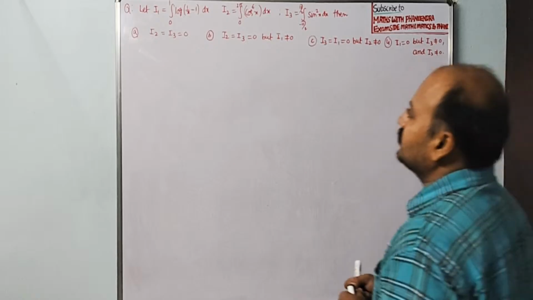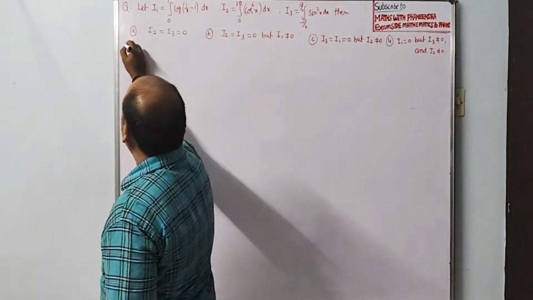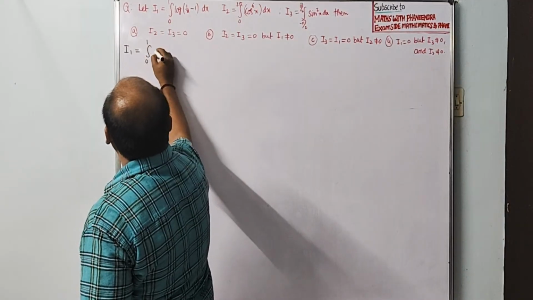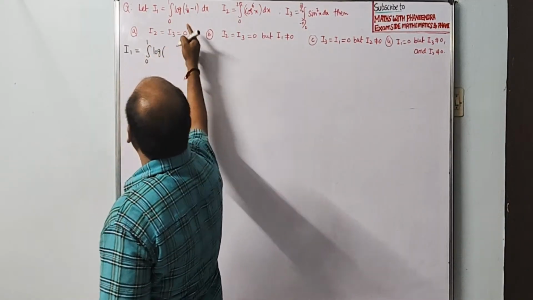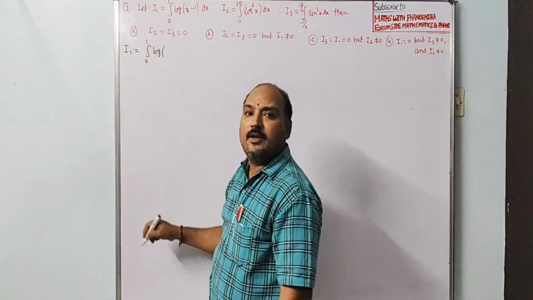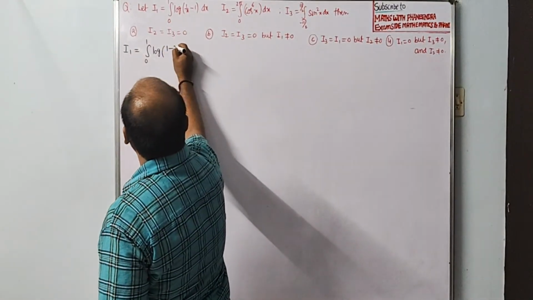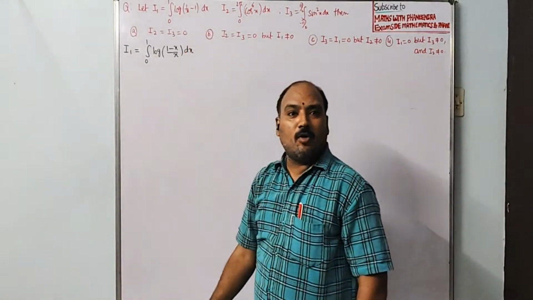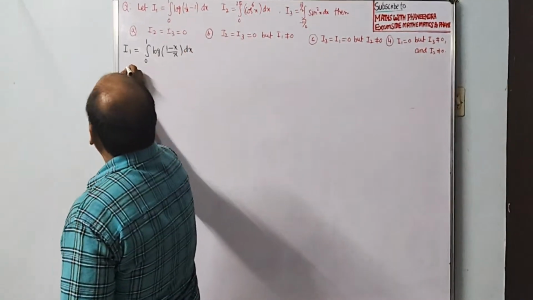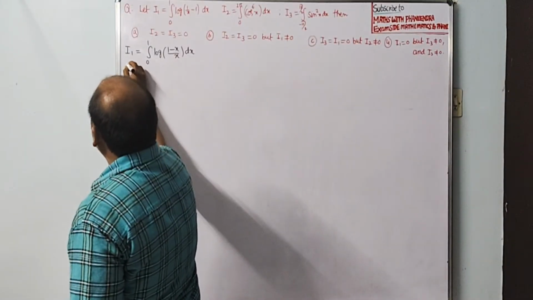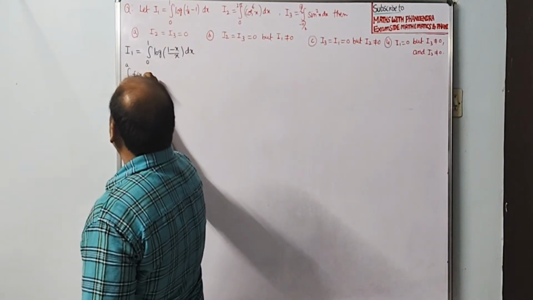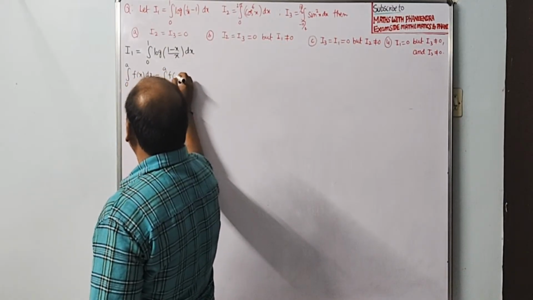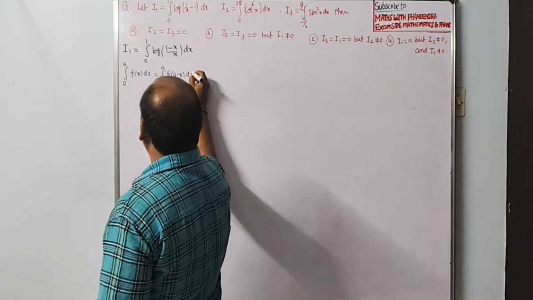So we will do the first question. I1 I'm taking. I1 equal to integral 0 to 1 log of, if you take LCM 1 by x minus 1, it will be 1 minus x by x only, no? dx. Later on, by using the property integral 0 to a f of x dx equal to integral 0 to a f of a minus x into dx.